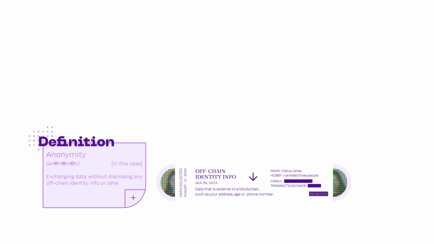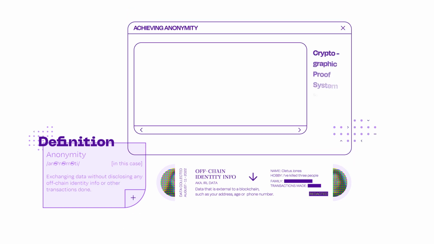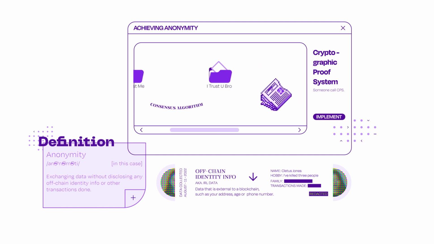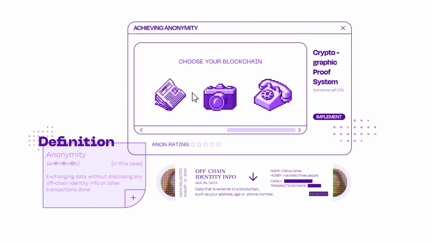Anonymity. Exchanging data without disclosing any off-chain identity info or other transactions done. Broadly speaking, a cryptographic proof system is implemented, so nobody can trade, and it's validated according to the network's consensus algorithm. Though the level of anonymity depends on the type of blockchain. And there are four types: public, private, consortium, and hybrid.